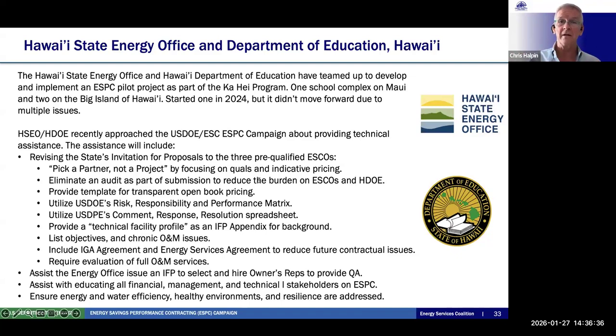So that when you have this ESCO selected, you don't want to waste time after that trying to negotiate agreements. I've been involved in these where this hadn't been done at the beginning, and 6 months later, they couldn't come to agreement. They had to go back to a second ESCO, right? So you don't want to have this. We're also going to help them put out an RFP and hire an owner's rep. That's really a best practice that every state should be doing. And educating all other stakeholders, which we'll talk about in a few minutes, and really ensure energy, water efficiency, healthy environments, and resilience are addressed. Next slide.